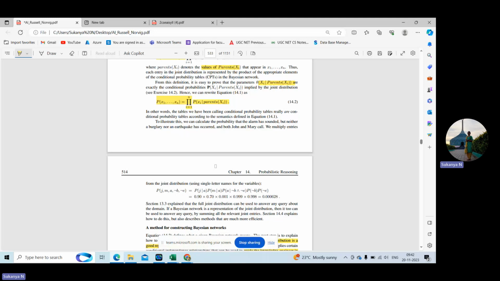If we compare equation 1 and equation 2, this part will be deleted and only these two will remain. Right. So now we can say that parents of xi is a subset of xi minus 1 till x1. Okay.